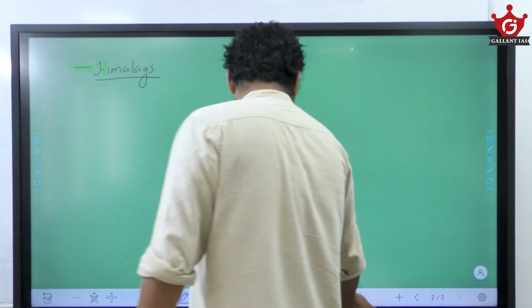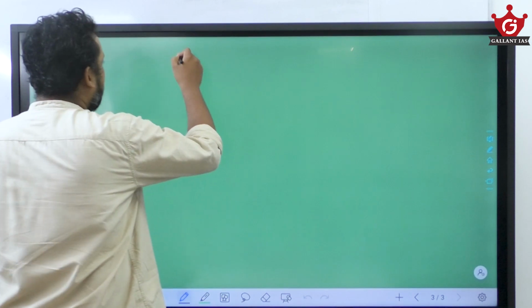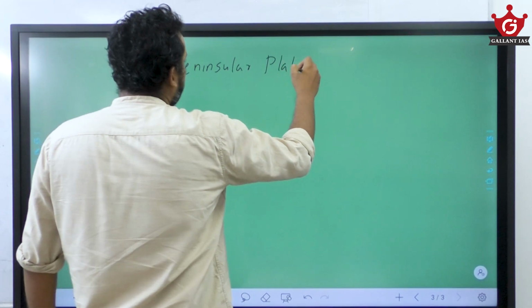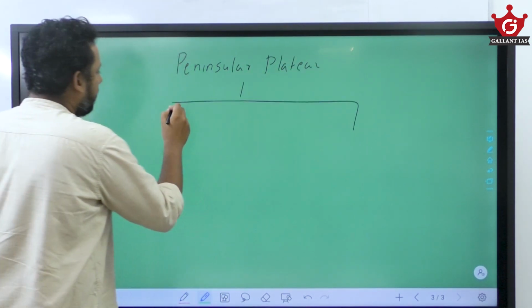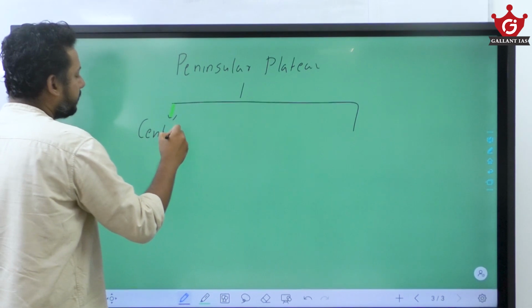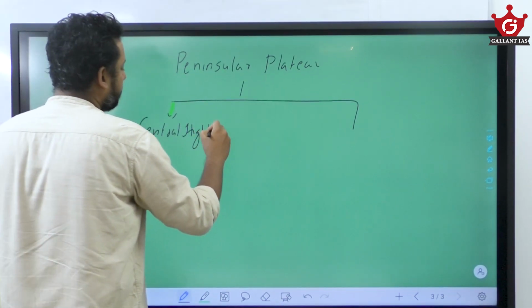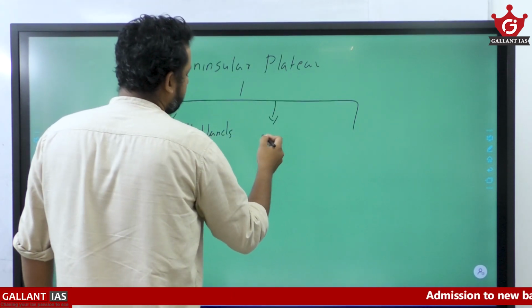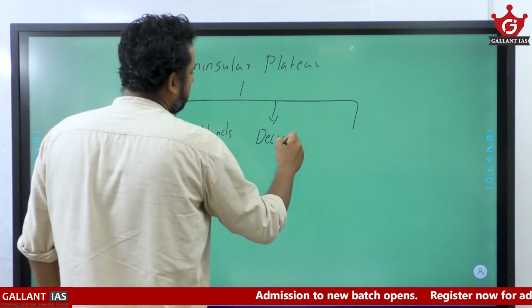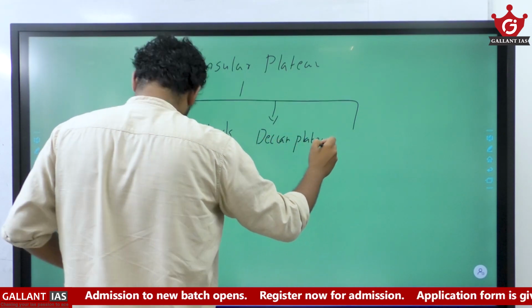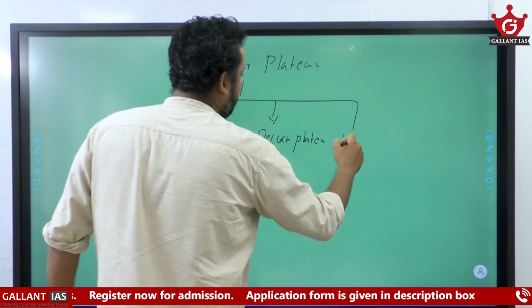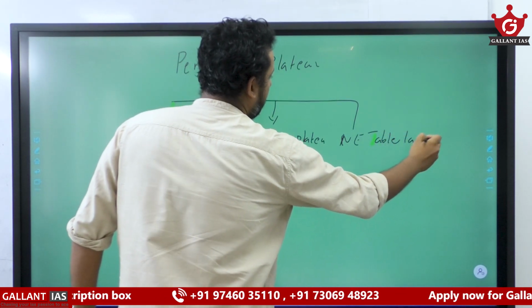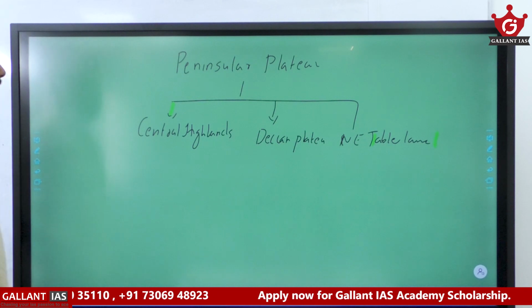Okay. And if you look at the peninsular region of India, in the peninsular plateau, we can divide it into three: the Central Highlands, the Deccan Plateau, and the Northeast Tableland. Okay, we can divide into Central Highland, Deccan Plateau, and Northeast Tableland.